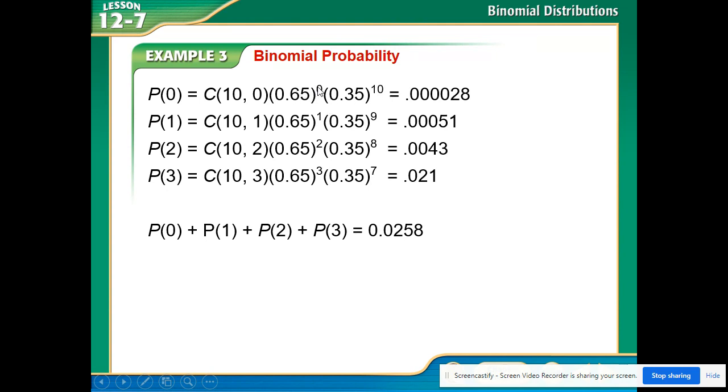How many successes do we have? We have 0 successes and 10 failures. We put that in our calculator, and we should get this value right here. Not a very high one.